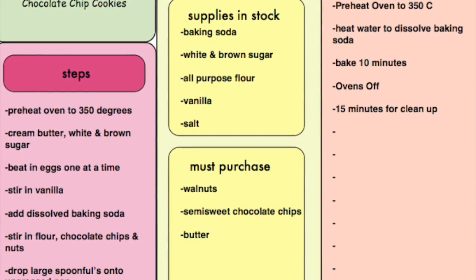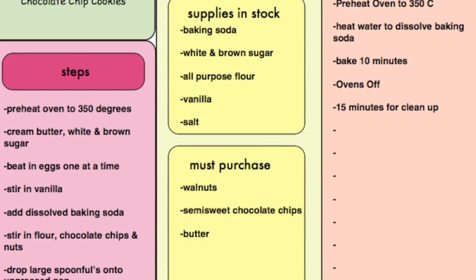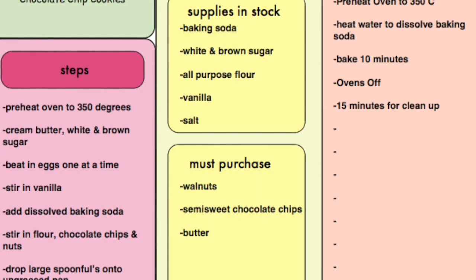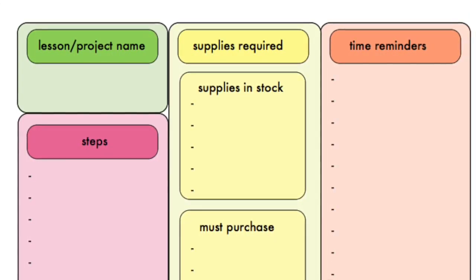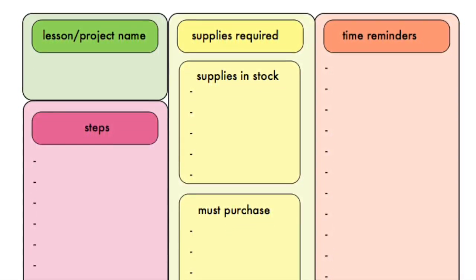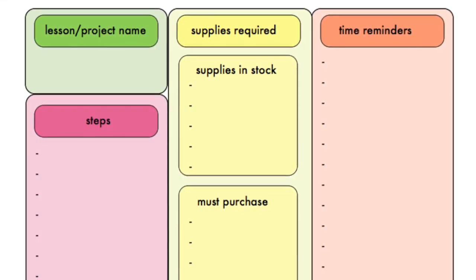Foods classes run on such a tight timeline that forgetting to preheat an oven really is the difference between success and failure. As teachers, we want to set our students up for success, but with that, we need to remember that our success plays an important role. This graphic organizer helps to fulfill that need.